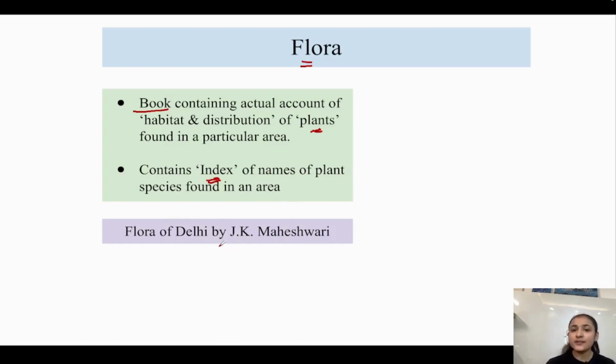Okay, it also contains the index, okay, of names of plant species found in an area. Like the table of contents in the front of every document, right? So flora is also containing the index, the table of contents, that in a region what all plants are present. It contains the list of those plant species that are found in that area. Okay, so what are the examples of flora? One major example is Flora of Delhi by J.K. Maheshwari. Okay, Flora of Delhi will contain all the plants that are found in Delhi, and it would contain the information regarding their habitat and their distribution.